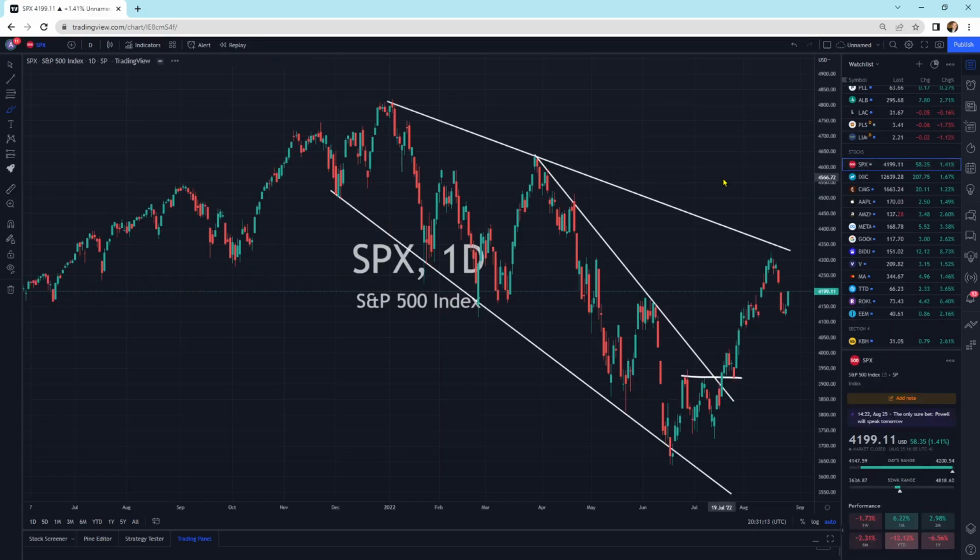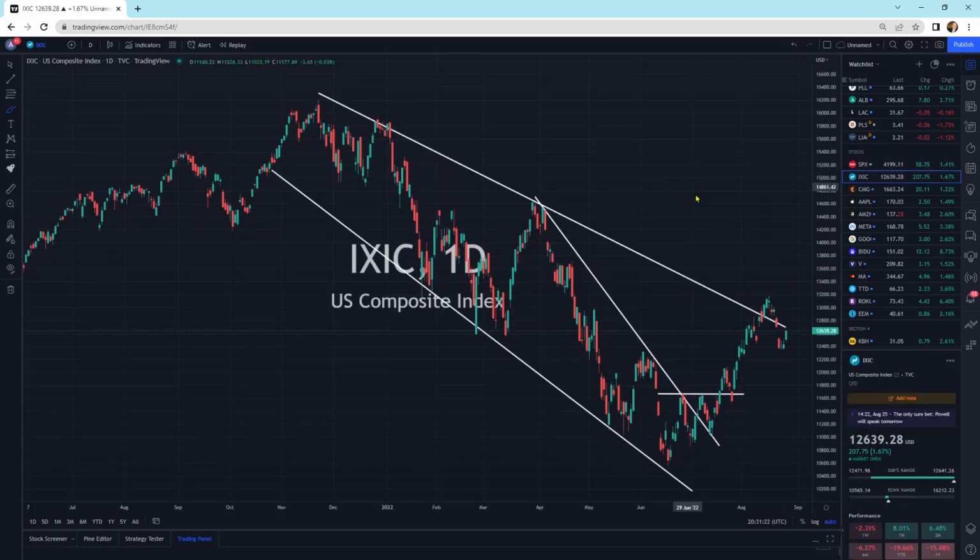Looking at SPX, moving higher. We'll see if we can come back to this resistance line. We'll see if we can make it that high. But that looks good to go higher in the short term. The U.S. Composite Index is also following S&P 500. That's also going higher.